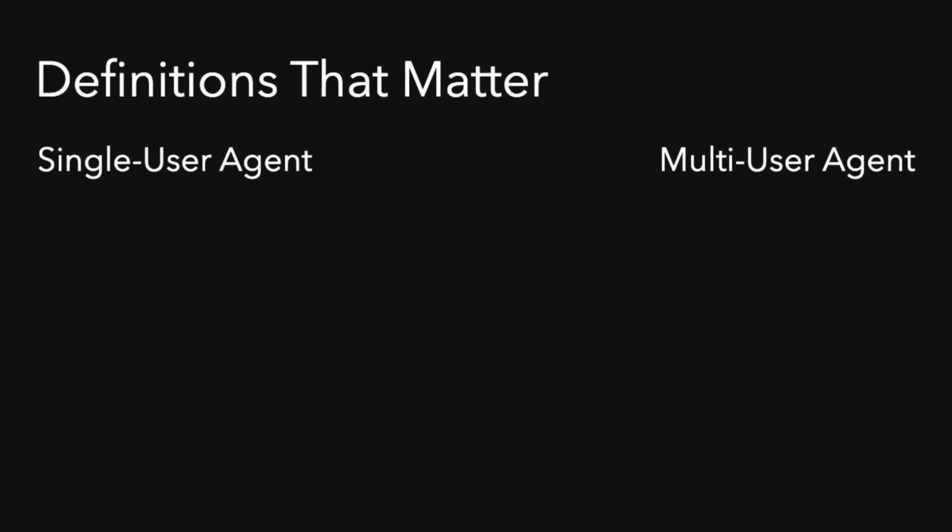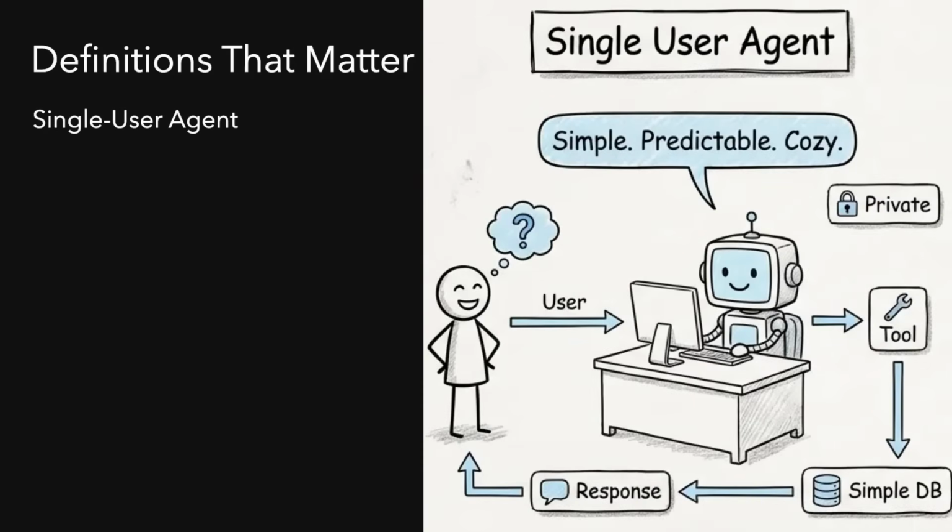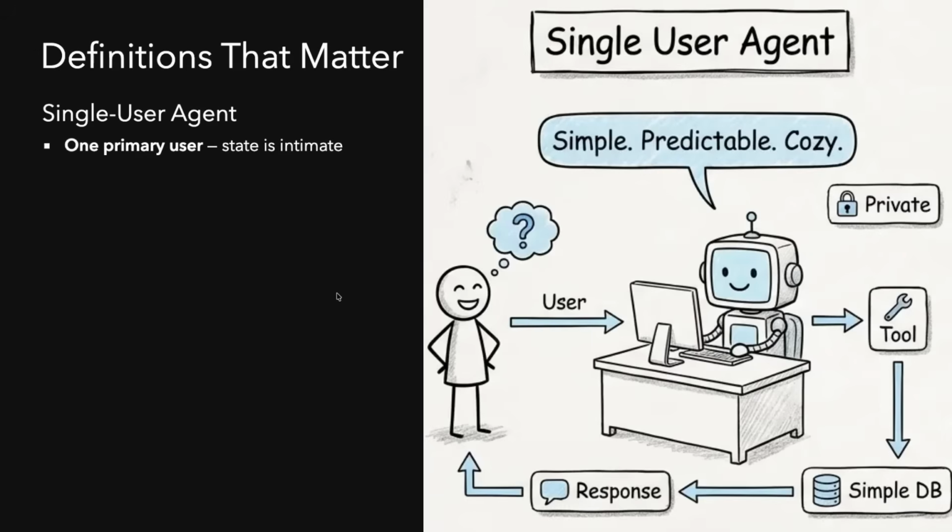So let's start off with the definitions. A single user agent is basically an agent that is used for one primary user. And this is basically something like OpenClaw. People have been spinning up OpenClaw instances like crazy over the past month or so. And yet for most of them, it's really just one user that is actually using this.